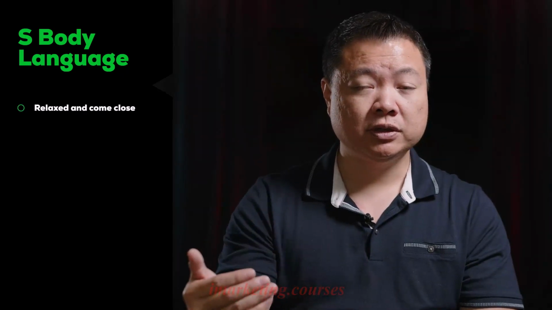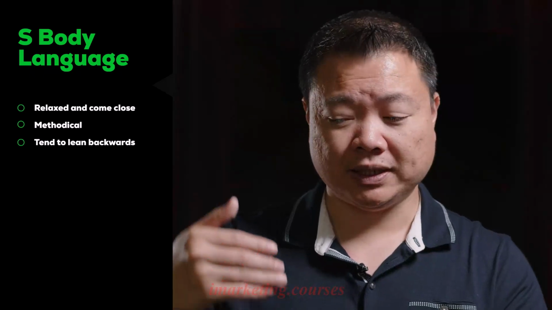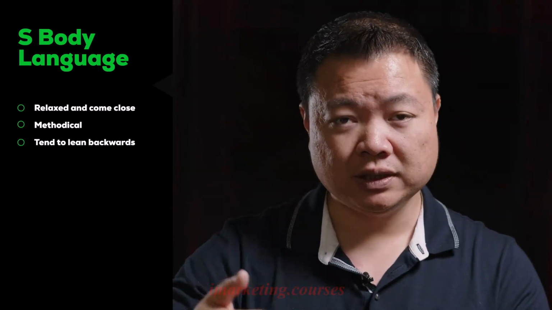So if you're observing an S as far as body language, they may be relaxed, they may come close. They're methodical in their movements. They have a tendency to lean backwards. So whereas D's are distant and leaning forward, S's are closer, but leaning backwards. They have a friendly eye contact and they prefer small scale gestures. So D's are demonstrative, I's are out here, S's are gonna be right here.